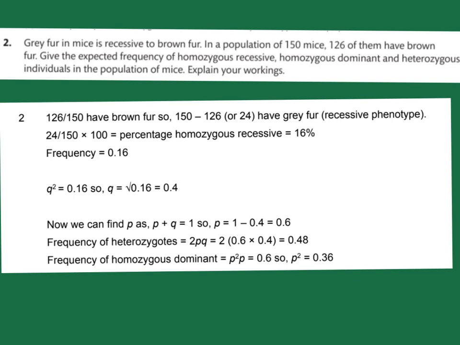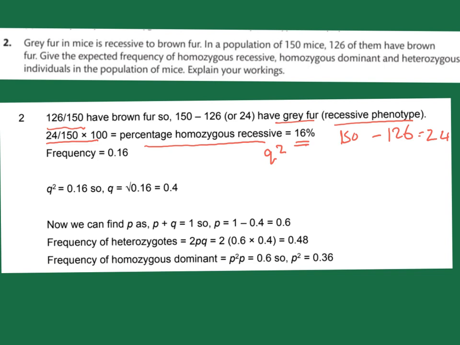So in order to answer this question, you are going to first find the ratio of the brown fur in the population, 126 over 150. They have brown fur, so the rest will have the gray fur, which is the recessive phenotype, which is 150 minus 126 equals 24. Then find its percentage, 24 over 150 times 100. This will be the percentage of homozygous recessive individuals. This is 16%. This represents q squared.